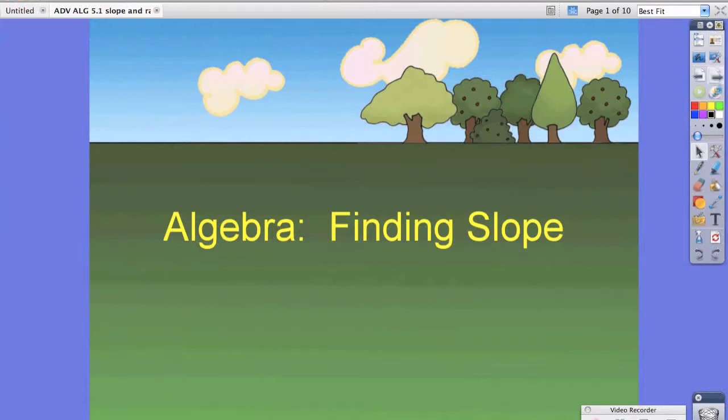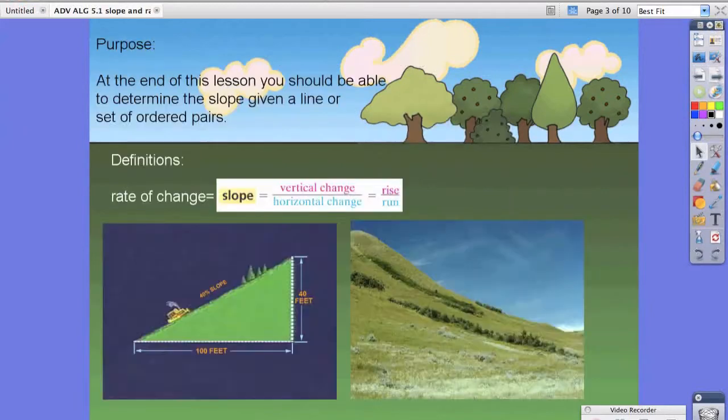So, at the end of this lesson, you should be able to determine the slope given a line or a set of ordered pairs. To give us a quick definition, finding the slope is the same as finding the rate of change. The way that we do that is to find the vertical change and divide that by the horizontal change. You often hear it as rise over run, or rise divided by run.